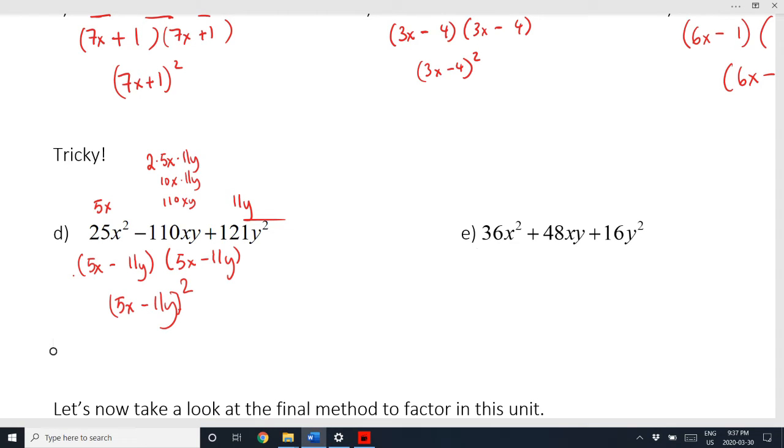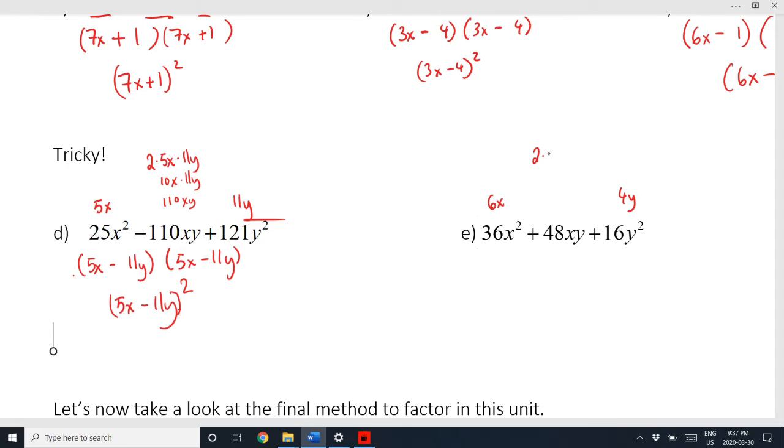Okay, and let's try this last one. Again, it's done the same way. First, we have to recognize that in 36x squared, 36 is a perfect square number. So we know this is just going to be 6x. This one is going to be 4y, that's the square root of 16y squared. And we just want to see if it multiplies.